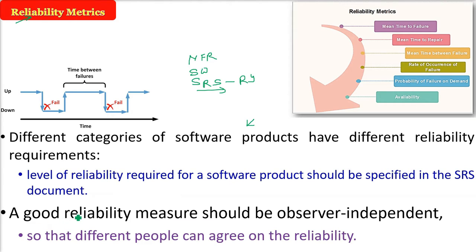A good reliability measure should be observer independent. It shouldn't be observer dependent, so that different people can agree on what kind of reliability is there. We know that 10% of the functionality or instructions are executed 90% of the time of usage, so with 10% you use 90% of the code.